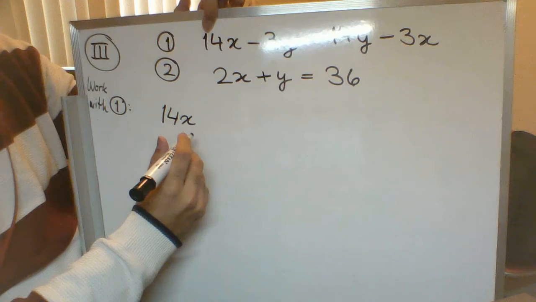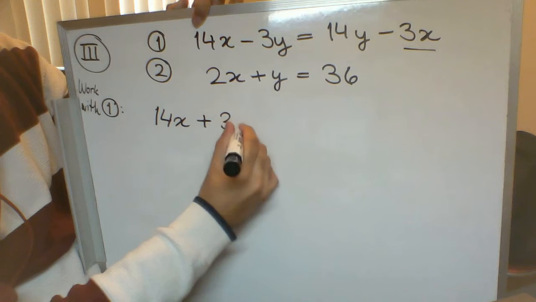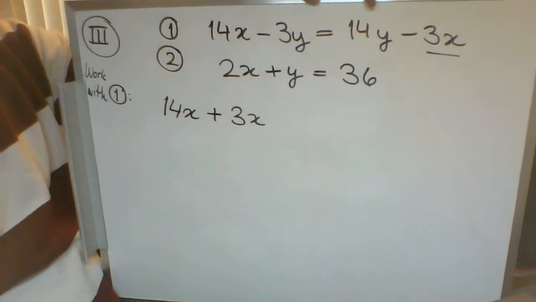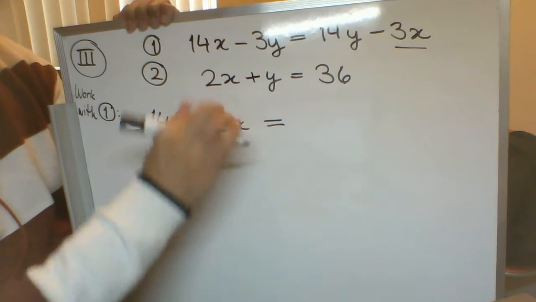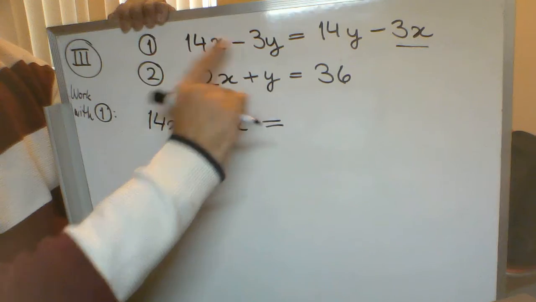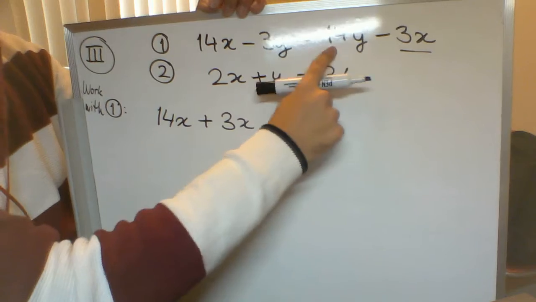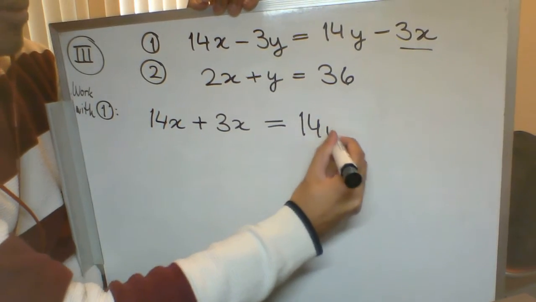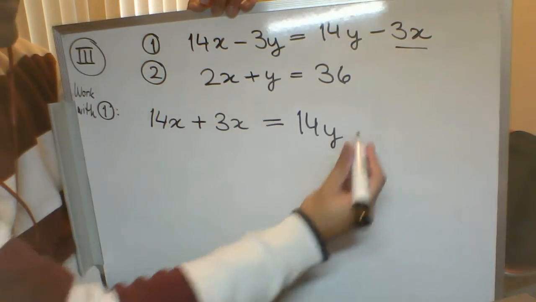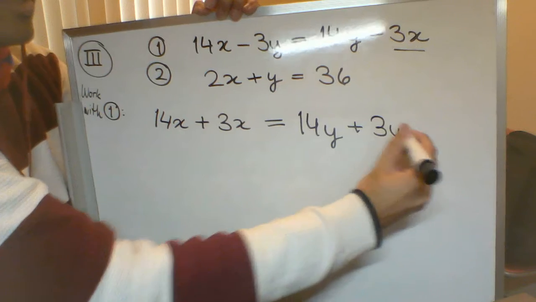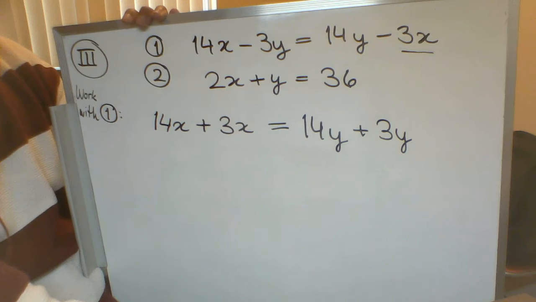So this 14x will stay, and then the 3x comes over, so it'll be 14x plus 3x, plus because it was subtracted on the right side, so when I bring it over, it'll be added on the left side. And simultaneously, I'm going to take this negative 3y and throw it onto the right side, where it becomes positive 3y. The 14y that's already on that side can stay, so we get 14y plus 3y. Great, so now we've got all the x's on the left and all of the y's on the right.